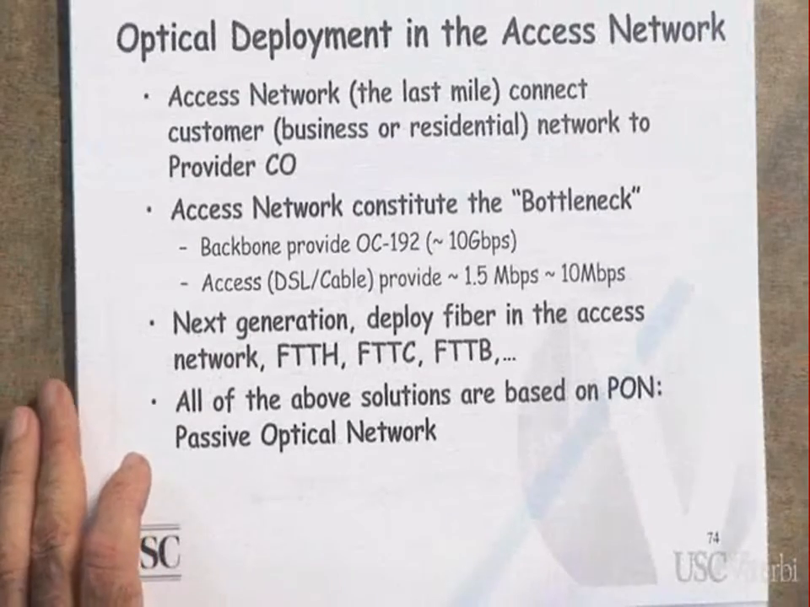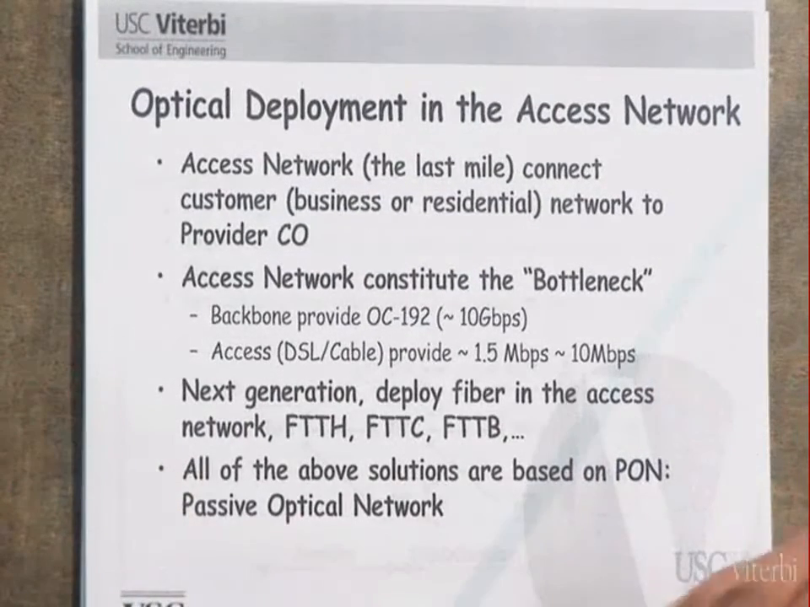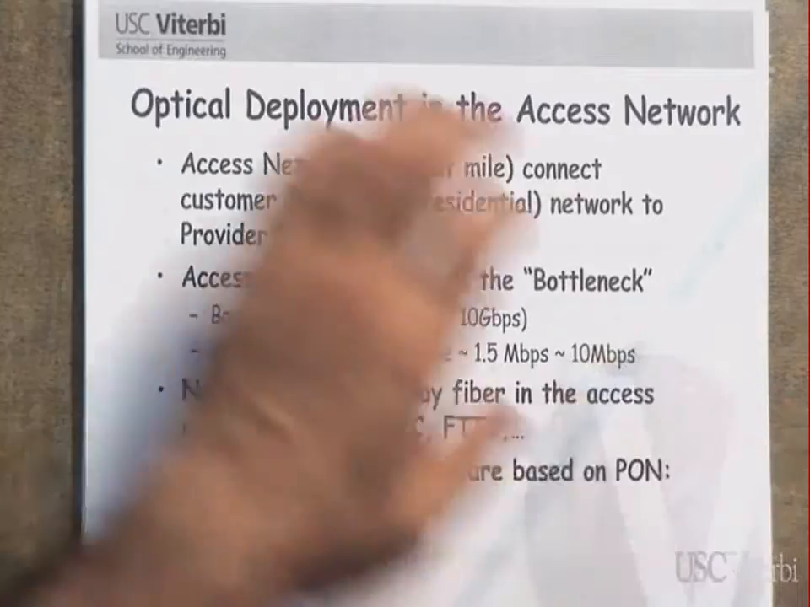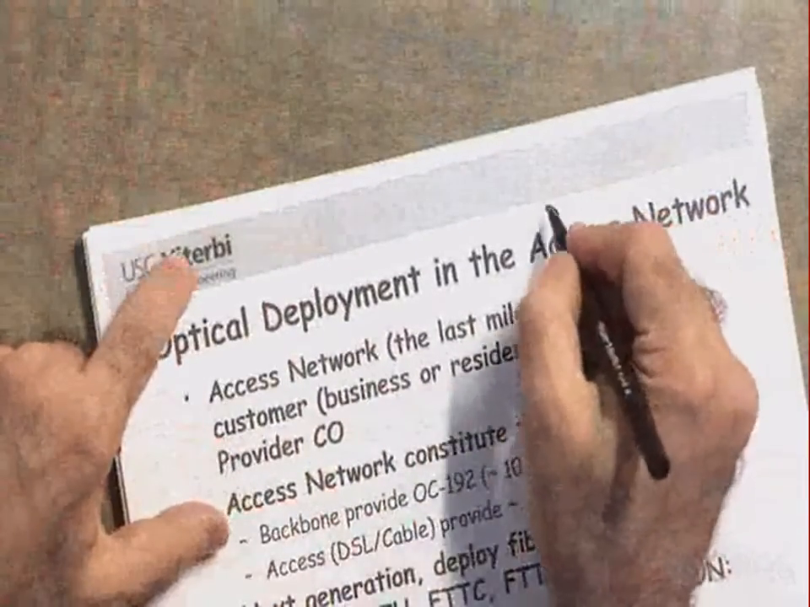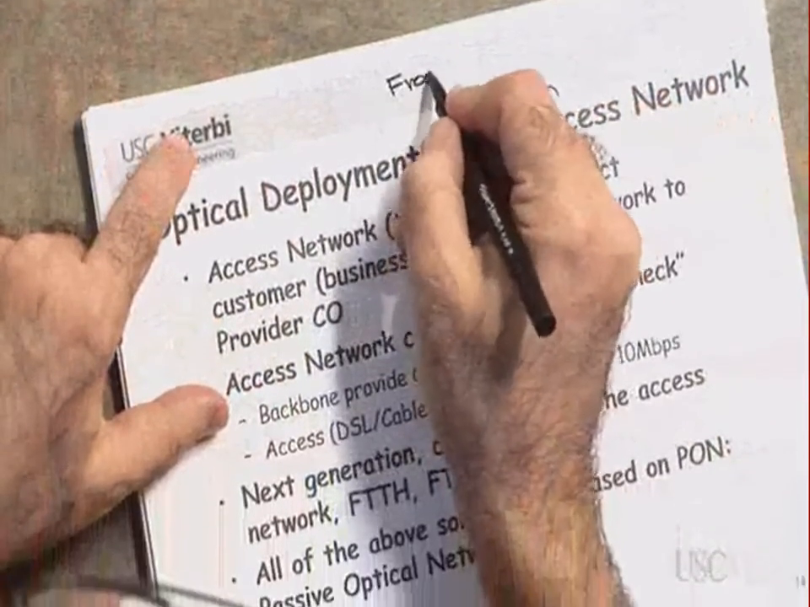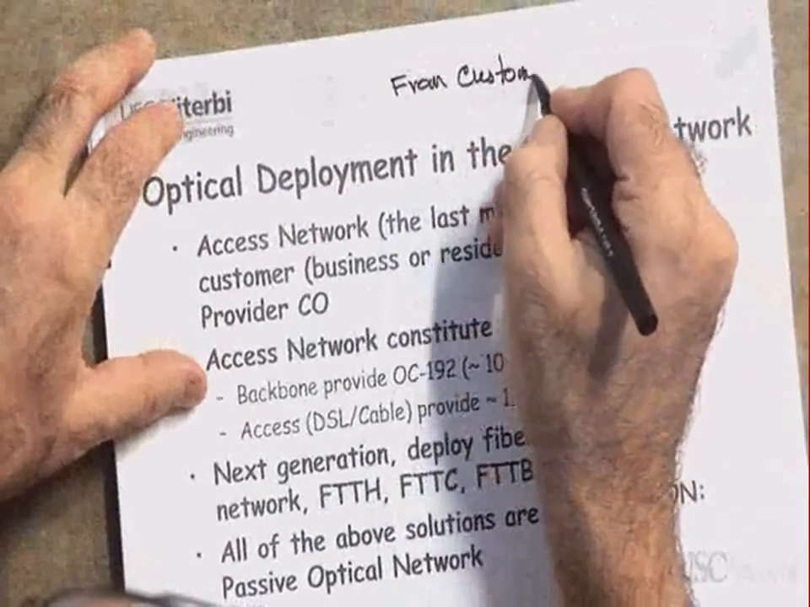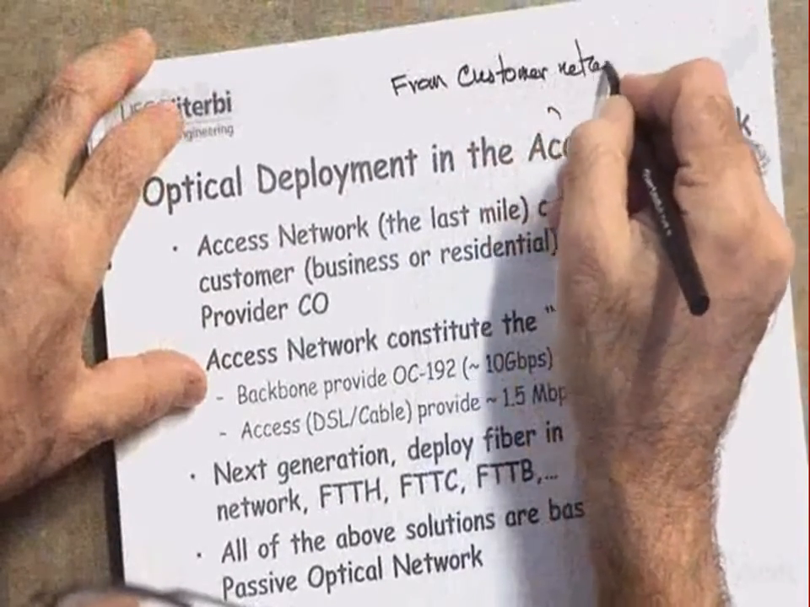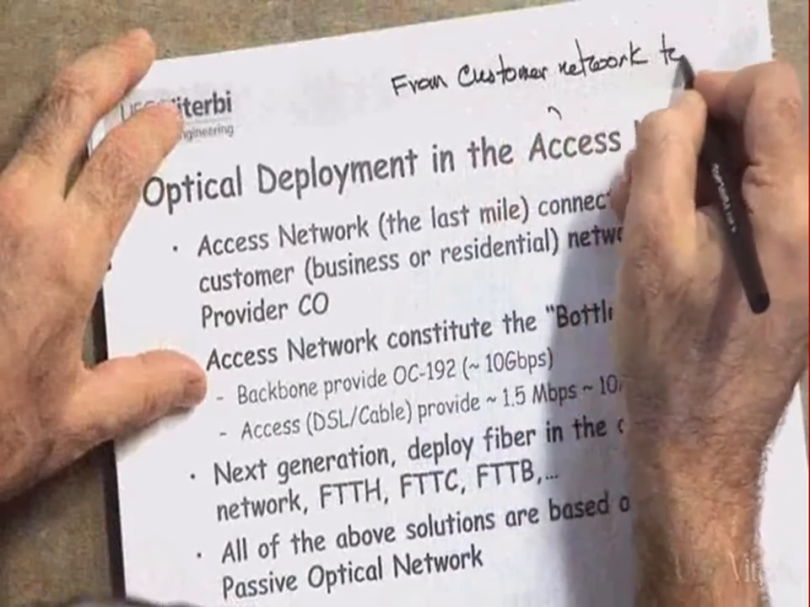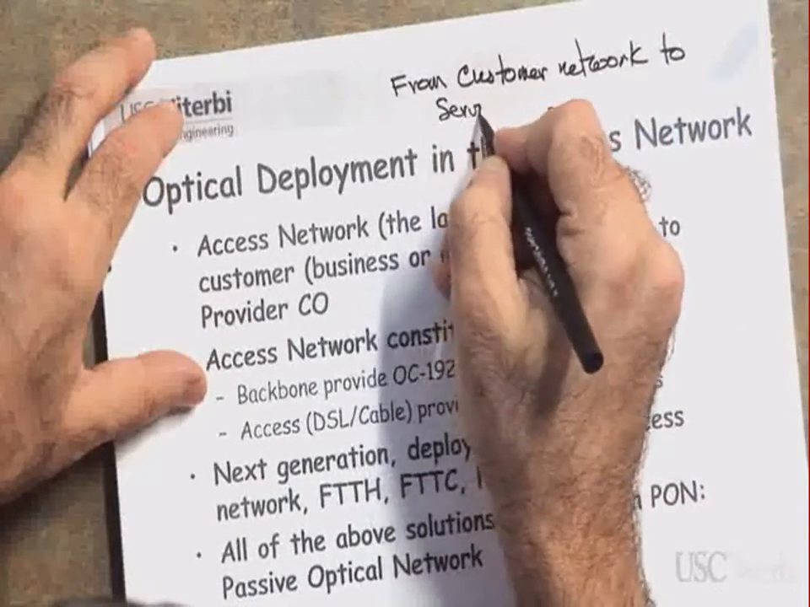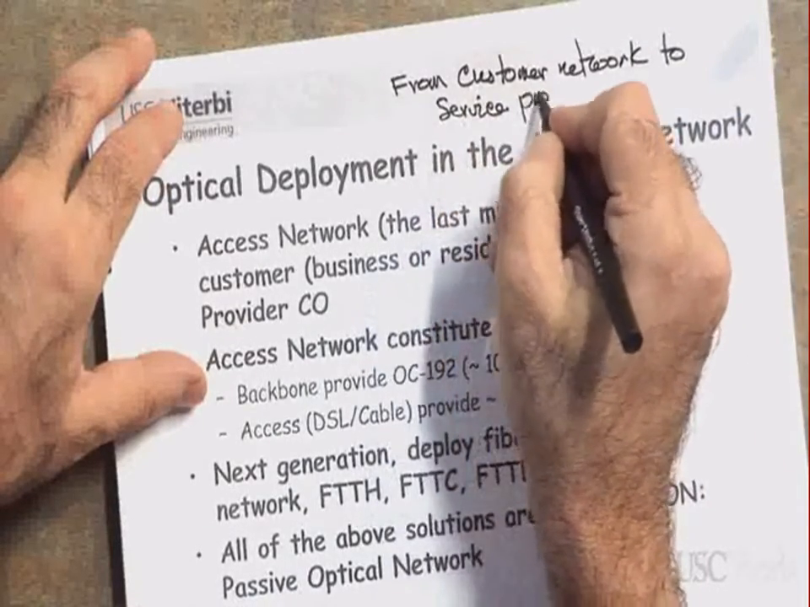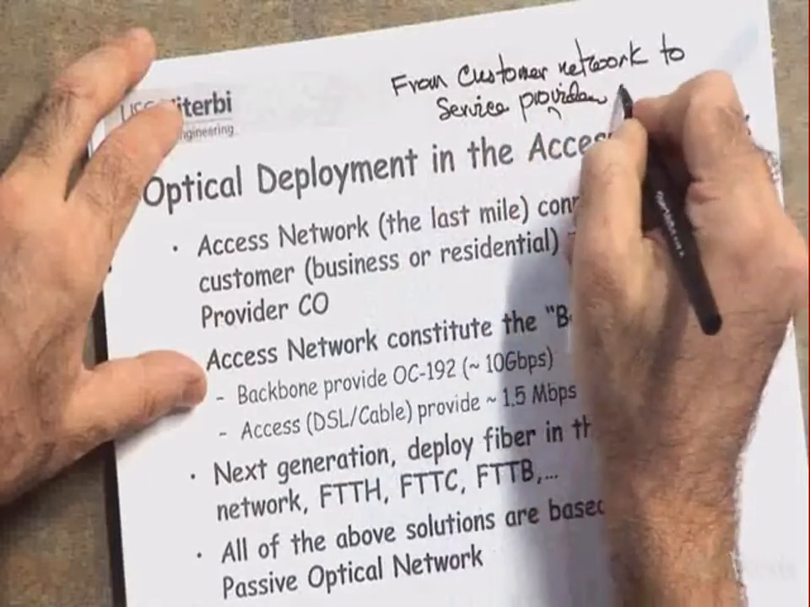Now, let's look at the optical deployment in the access network. The access network means what? Access network from the customer network to the service provider office.